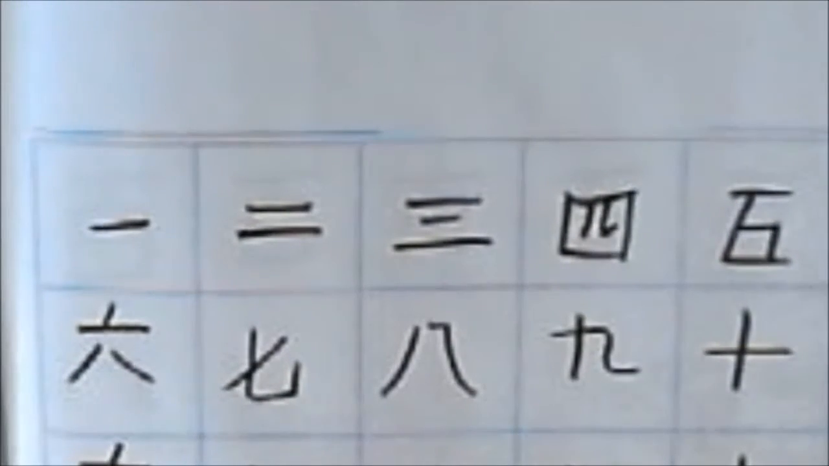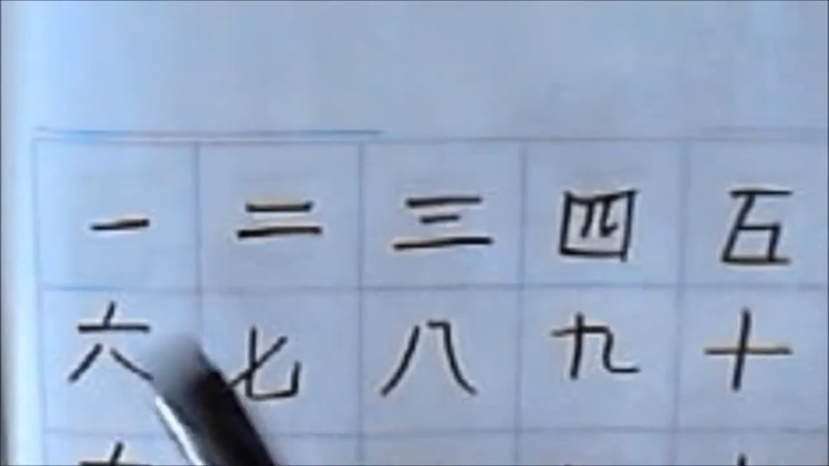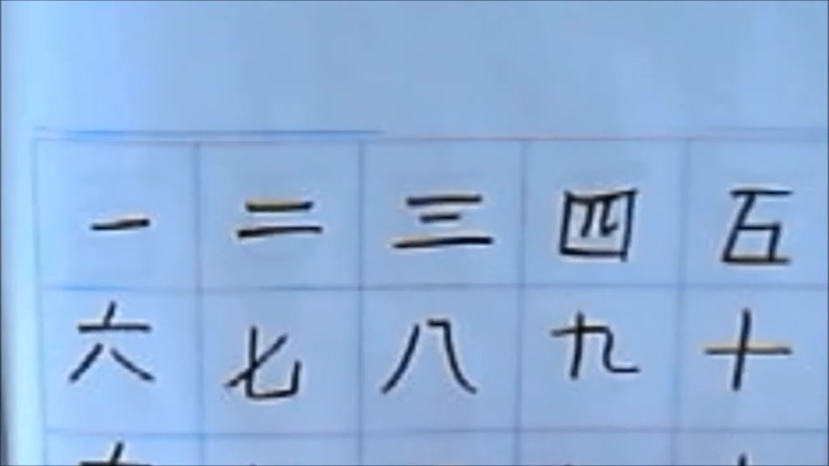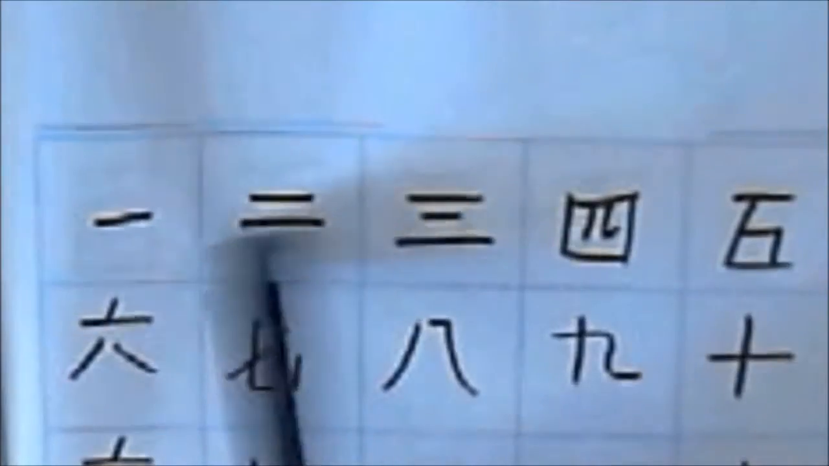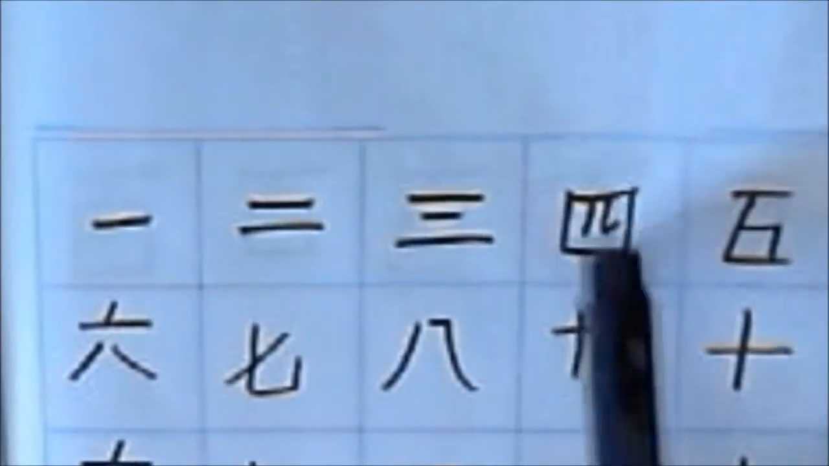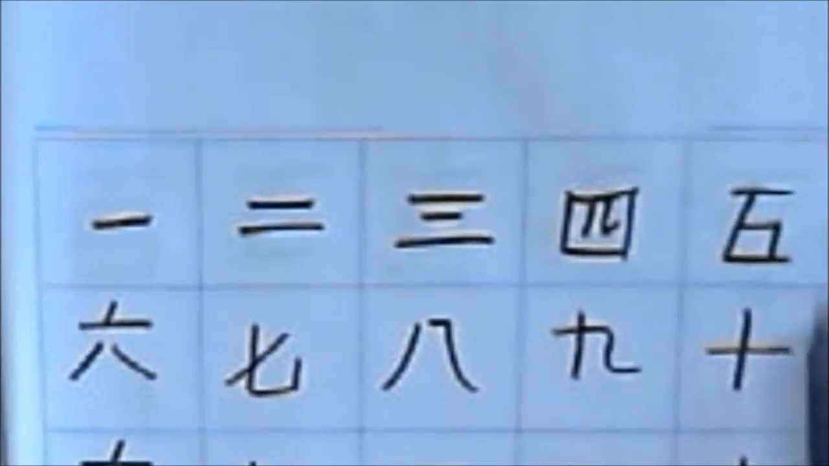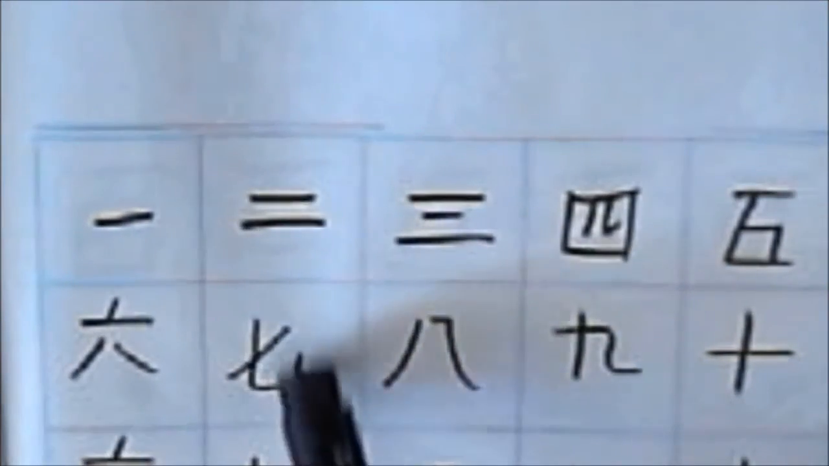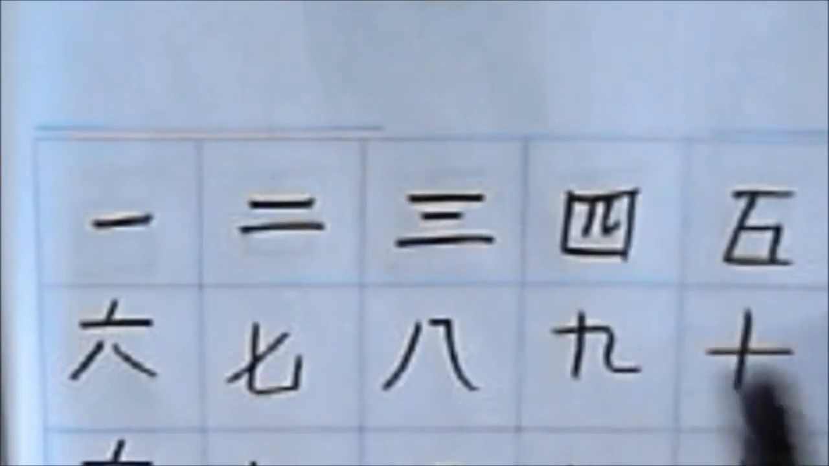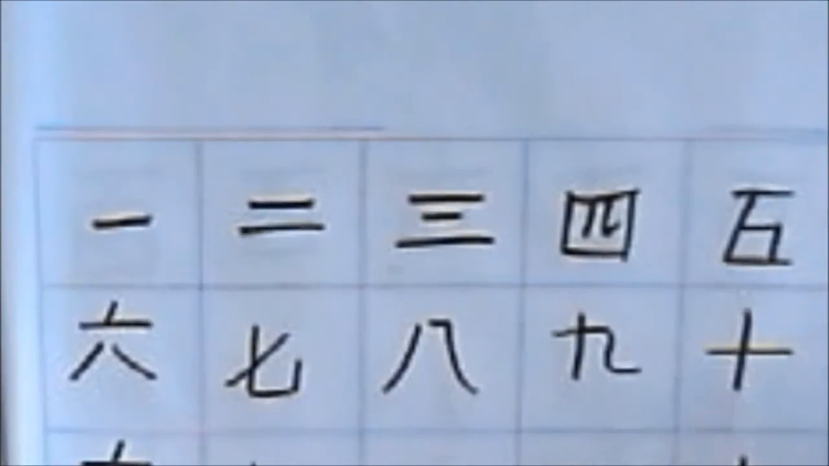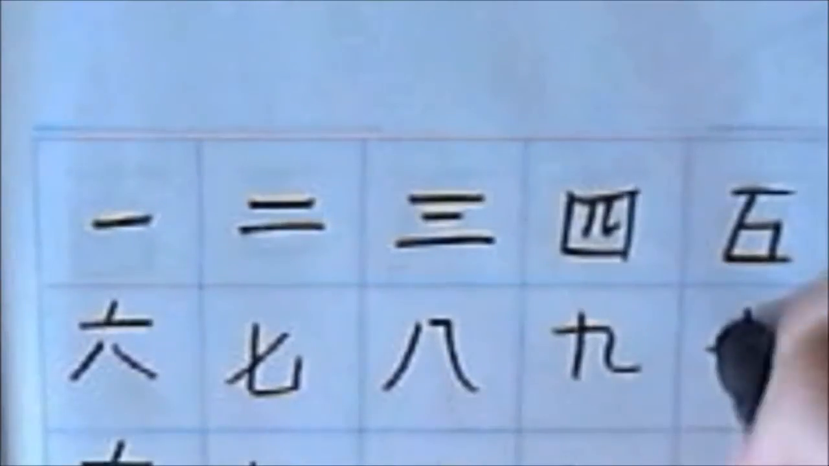Alright, going over real quick. I'm sure you guys remember because you've been writing them down for the past 2 weeks. Ichi, ni, san, shi, go, roku, shichi, hachi, kyu, ju. So now we go 1 through 10, and that brings us way up to 100, 1,000, and 10,000.